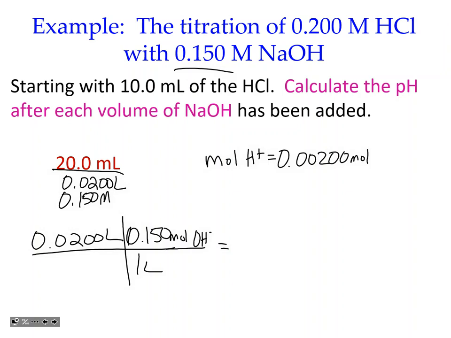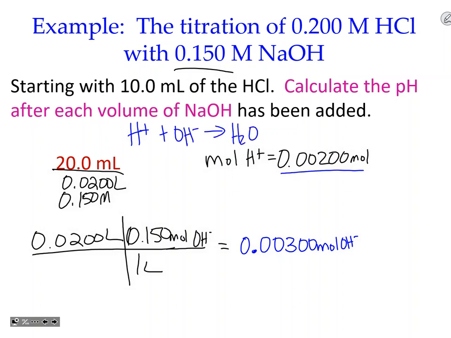And what do we get here for the moles of hydroxide that have been added? Now, can we figure out how many moles are left? Because remember, 1 H plus and 1 OH minus gives you 1 water. So subtract this out, minus out the moles of the H plus. How many moles of our hydroxide is left?